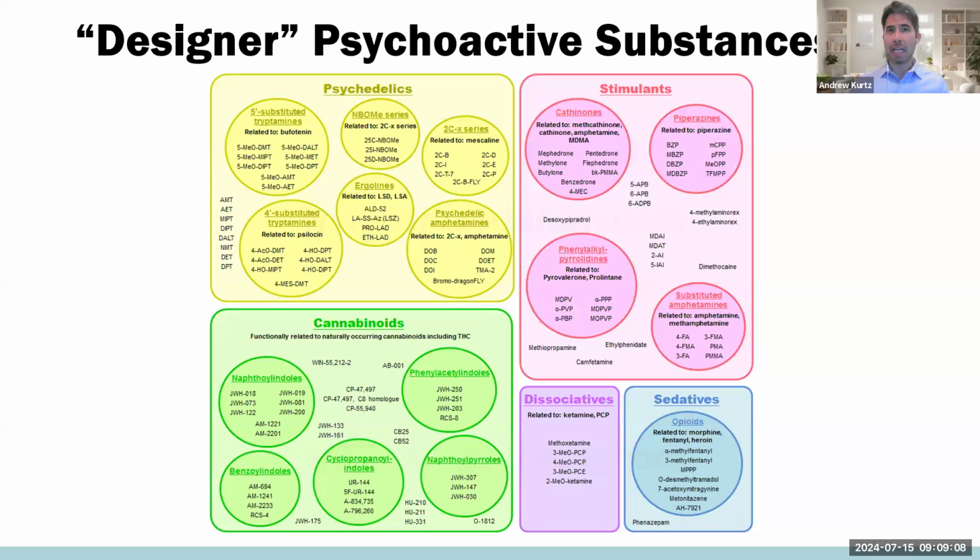The emergence of designer psychoactive substances is a trend that has been spotlighted for about 20 years now, but it isn't something that has come about in the last 4 or 5 years. These designer psychoactive substances have been around for decades, and we'll look at some of the history related to that.